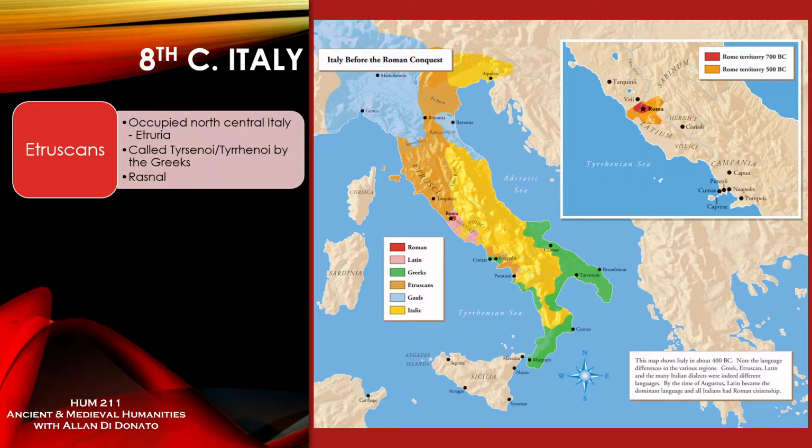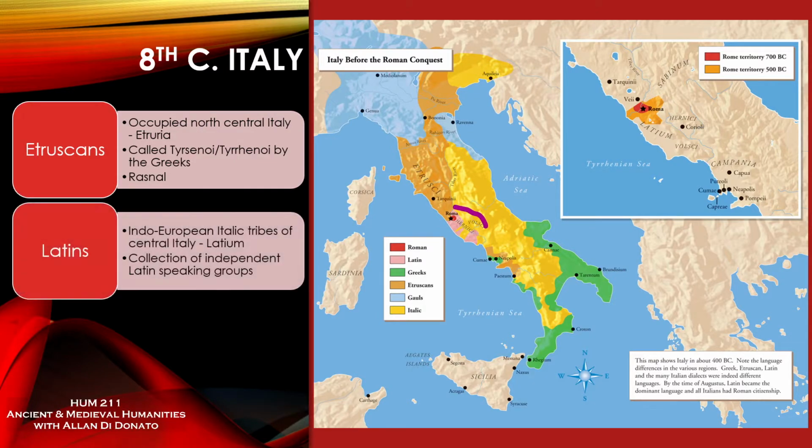Now, they didn't call themselves that. The Etruscans seem to have called themselves something closer to the Rasenna. But we get the word Etruscan. Now, the Latin tribes, which are in the center, primarily between the Etruscans and the Greeks in the south, is this little teeny pink territory that I just circled on the map. And these are Indo-European Italic tribes that speak the Latin language. This region is going to be known as Latium.